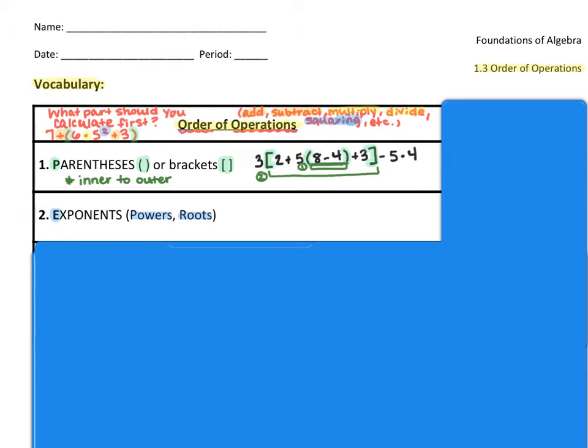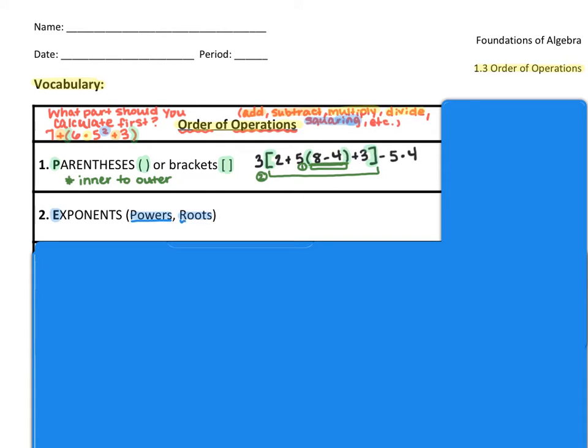The second operation to calculate next would be exponents. And exponents can be powers or roots. So let's look at what is meant by powers. Well, in our last lesson, we talked about powers. And that's just the same as, I used the example of superpowers. It's a number that is raised above.